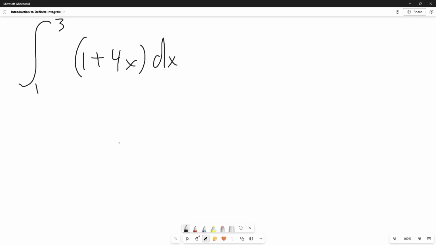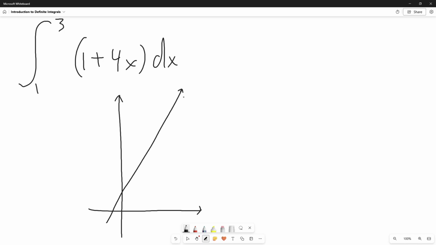So let's draw a graph of 1 plus 4x first. It's going to look something like this. And we're supposed to find the area from 1 to 3. So it's going to be kind of like a trapezoid. And you can just use the formula for a trapezoid. But what I'm going to do is separate this into a triangle and a rectangle.